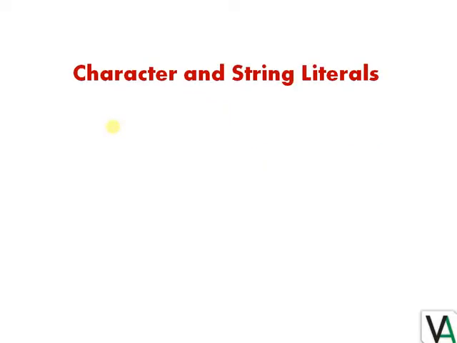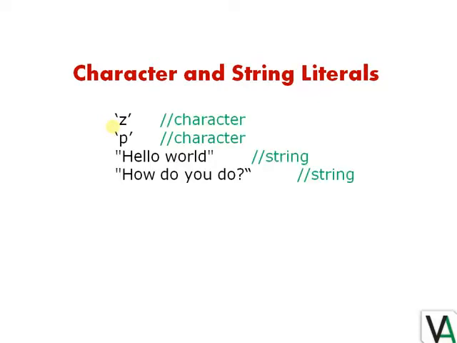Next we have character and string literals. Character literal is a single character enclosed in single quotes. The character can be anything from alphabets, numbers, or special characters, or escape sequences. Over here you can see the example. In single quotes we have Z and P. So these are characters, and if we have more than one character enclosed in double quotes, then it will be a string.